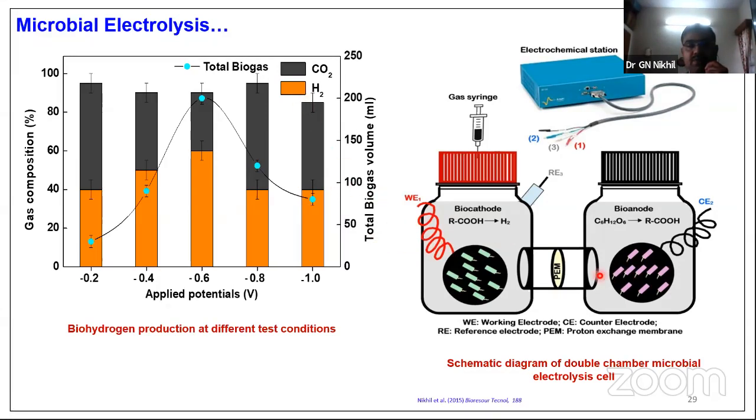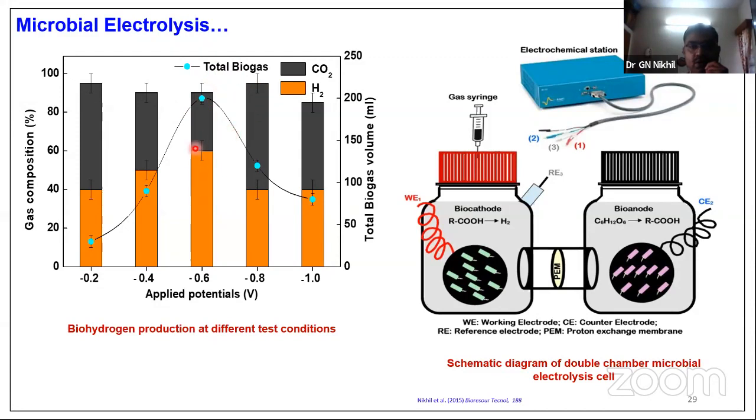But what happens eventually if you increase the potential? We are not interested in water electrolysis because it's a chemical process. The other thing is that these particular potentials may also damage the microbial biofilm which is formed at the electrode. So that is why we have just kept the potentials up to -1, and at -0.6 we have observed a good amount of hydrogen production as well as the overall cumulative gas production, which I have mentioned here.